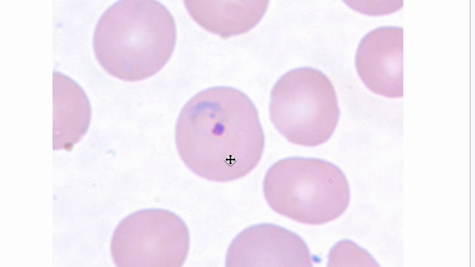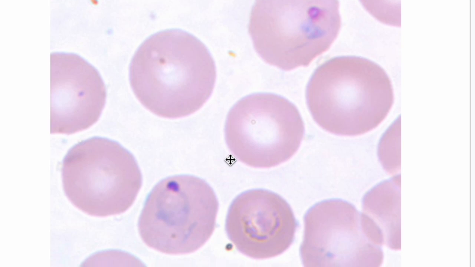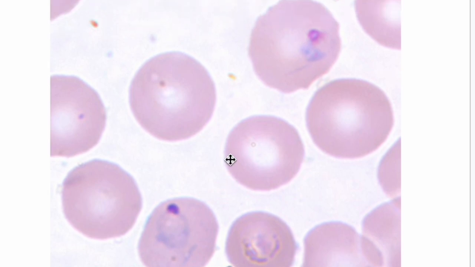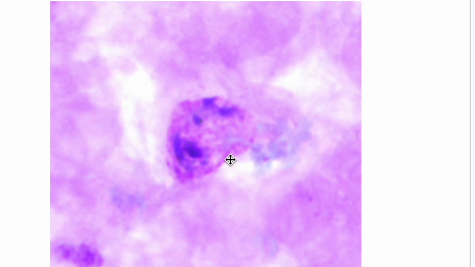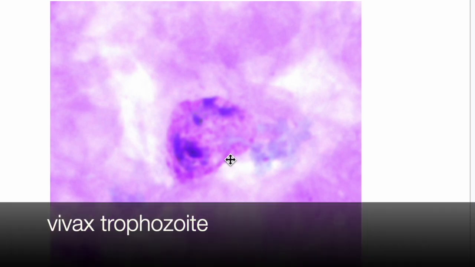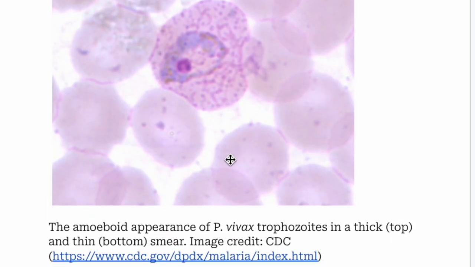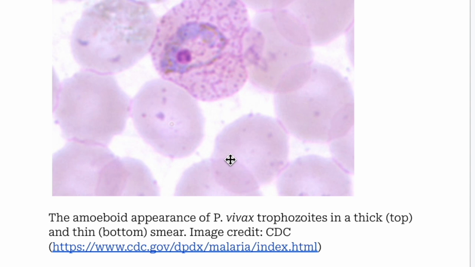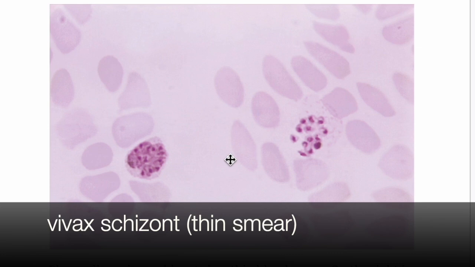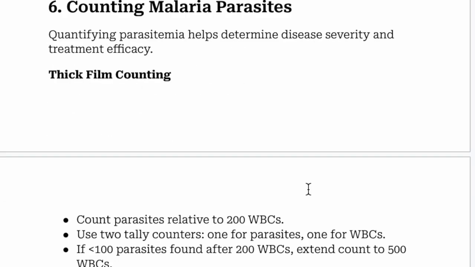And here are more of the vivax ring form trophozoites in a thin smear. But these ones now we're going to look at, I think this will be the characteristic thing for vivax, is the amoeboid appearance in the trophozoite stage. So you can see it's quite round at the trophozoite stage, and it's quite large. So this one here is the thick smear, while this is the thin smear. So let's look at the count for these smears.